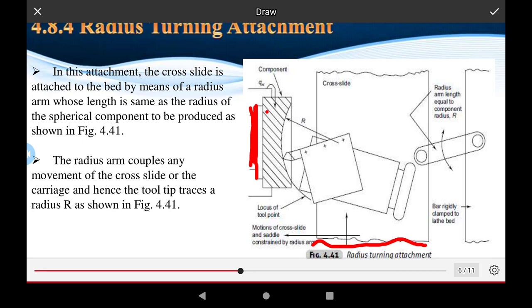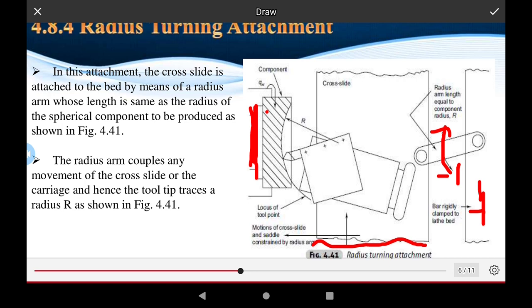The locus of the cross slide is shown in the view of the job, along with some components of the machine that perform the work. In this figure, this is the radius arm. Okay, this rotates for the radius form of the tool, with a rigid clamp. This is the clamp. Okay, this clamps to the length of the bed.